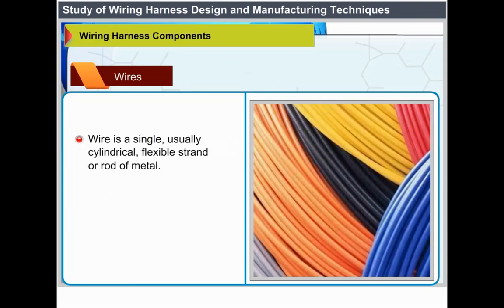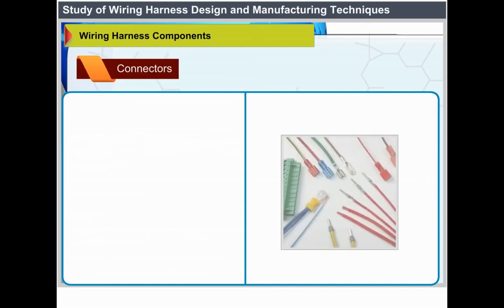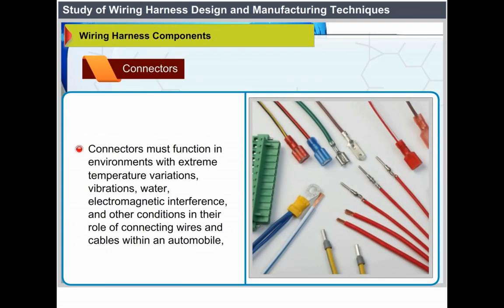Wires. Wire is a single, usually cylindrical, flexible strand or rod of metal, used to bear mechanical loads and to carry electricity and telecommunication signals. Connectors. In their role of connecting wires and cables within an automobile, connectors must function in environments with extreme temperature variations, vibrations, water, electromagnetic interference, and other conditions.